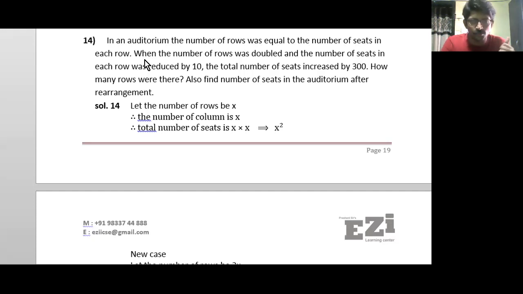Now, when the number of rows was doubled, if 5 were doubled to 10, are you understanding? The number of rows is getting doubled, that is 2 into x. So the number of seats in each row was reduced by 10. That is, the number of seats, suppose earlier was x, now it will become x minus 10. The total number of seats increased by 300. How many rows were there? Also find the number of seats in the auditorium after rearrangement.